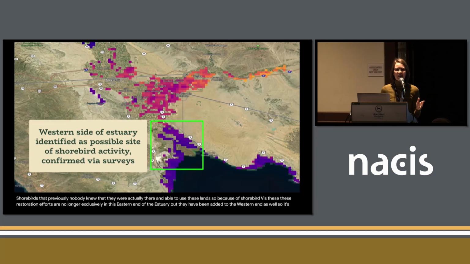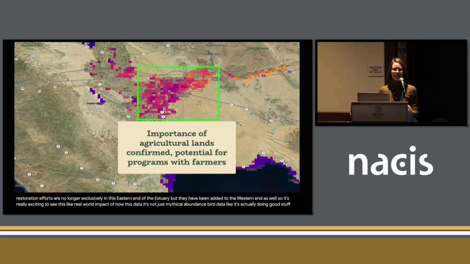So it's really exciting to see this real world impact of how this data, it's not just mythical abundance bird data, it's actually doing good stuff. So not only is it great for finding new potential restoration areas or conservation areas, it also highlighted and emphasized the importance of known shorebird habitats.